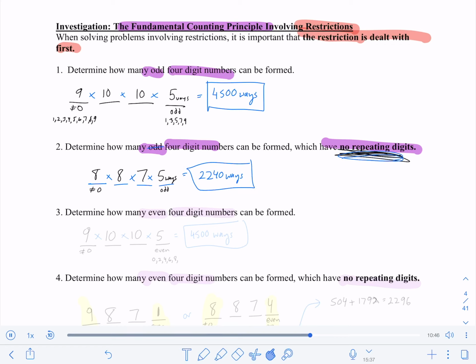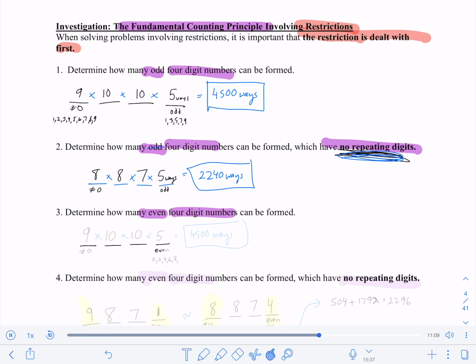So this added complexity here of having no repeated digits definitely reduced the number of ways that we can do this. All right, let's move on. We're going to do the same thing, except this time we're going to make sure that we are having even 4-digit numbers. So I'll start the same way, set up some 4 stages.